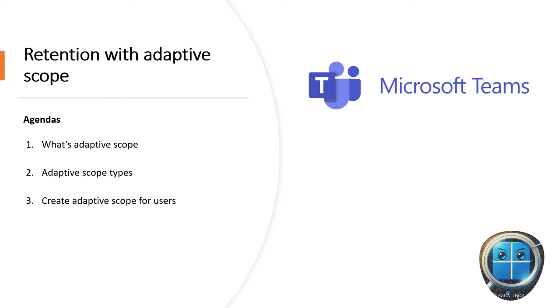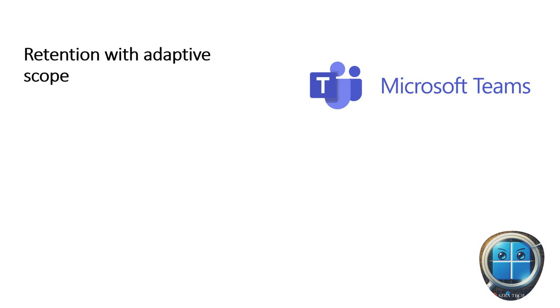Next, after this, I'm going to show you how to create an adaptive scope for users. I will explain the different methods and attributes there. And then I will also create a retention policy targeting just that adaptive scope. So we will be creating a flexible policy that automatically targets that group of users. All right, let's head to our demo.